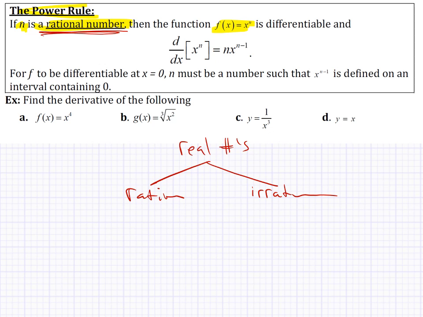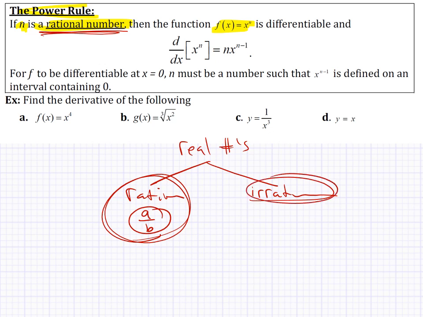Rational numbers are numbers that can be written as a fraction, a over b. And so they would be positive, negative whole numbers, fractions themselves, finite decimals, infinite repeating decimals. They would all be rationals. Irrationals are numbers that can't be written as these fractions.